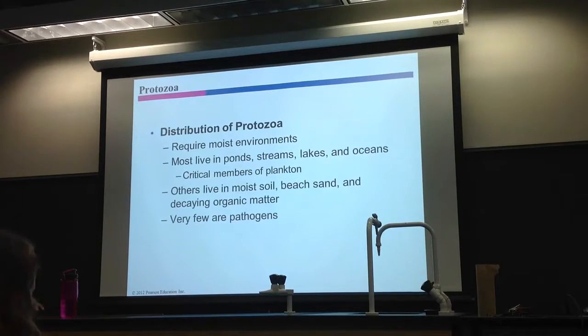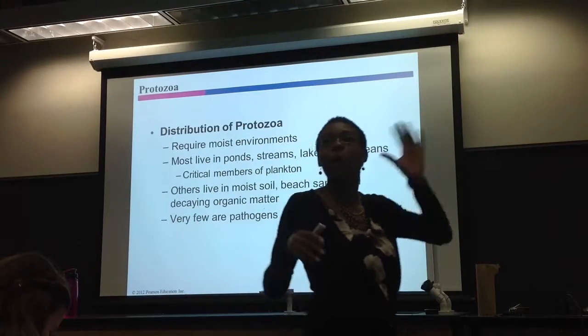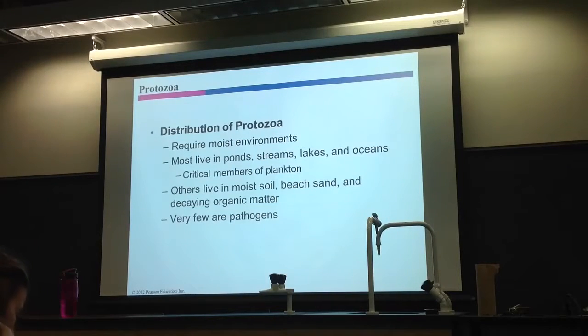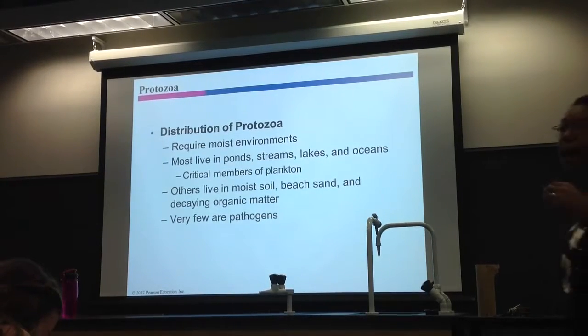Now there are two types of plankton: zooplankton and phytoplankton. Zooplankton is what? Animal, right? So the protozoans make up zooplankton. Algae can do the same thing; they also float on the top of the ocean, but that's phytoplankton, meaning light. Others, if they're not exactly in the water, still have to be in a moist environment. They can be in soil, beach sand, or decaying organic material, as long as it's moist. Very few of them are pathogens.